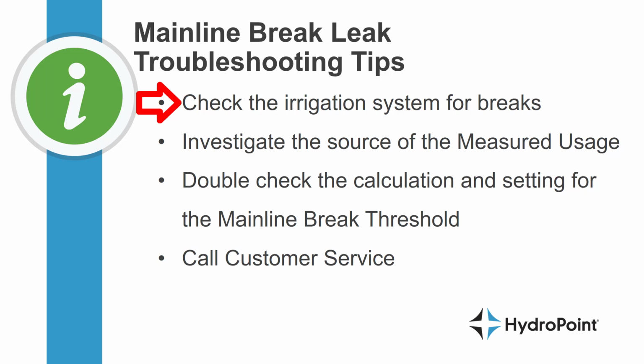If you get out there and the irrigation system is tight, you can investigate the source of that measured usage. WeatherTrack tracks the time and date of the event, and you can find out who was accessing your water supply. And finally, double check the calculation and the setting for your mainline brake threshold. And for more help in troubleshooting your mainline brake leak alerts, call the HydroPoint customer service team.